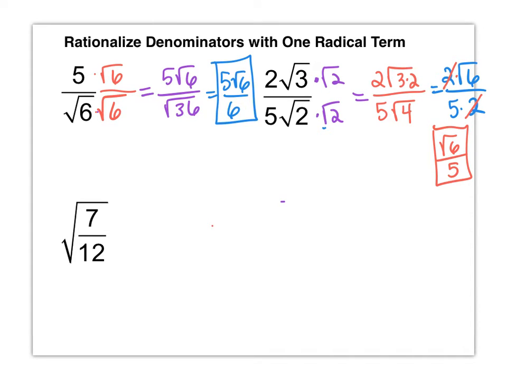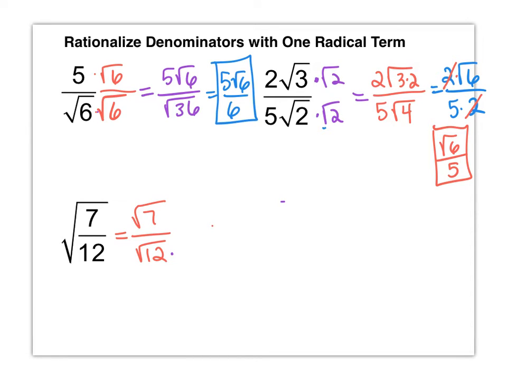And for our example at the bottom of the page here, we have the square root of 7 over 12. Let's write this as the square root of 7 in the numerator over the square root of 12. Now it is possible to do this several ways. One thing you could do is multiply both the numerator and the denominator by the square root of 12. However, we'll end up having to do some extra steps in simplifying.